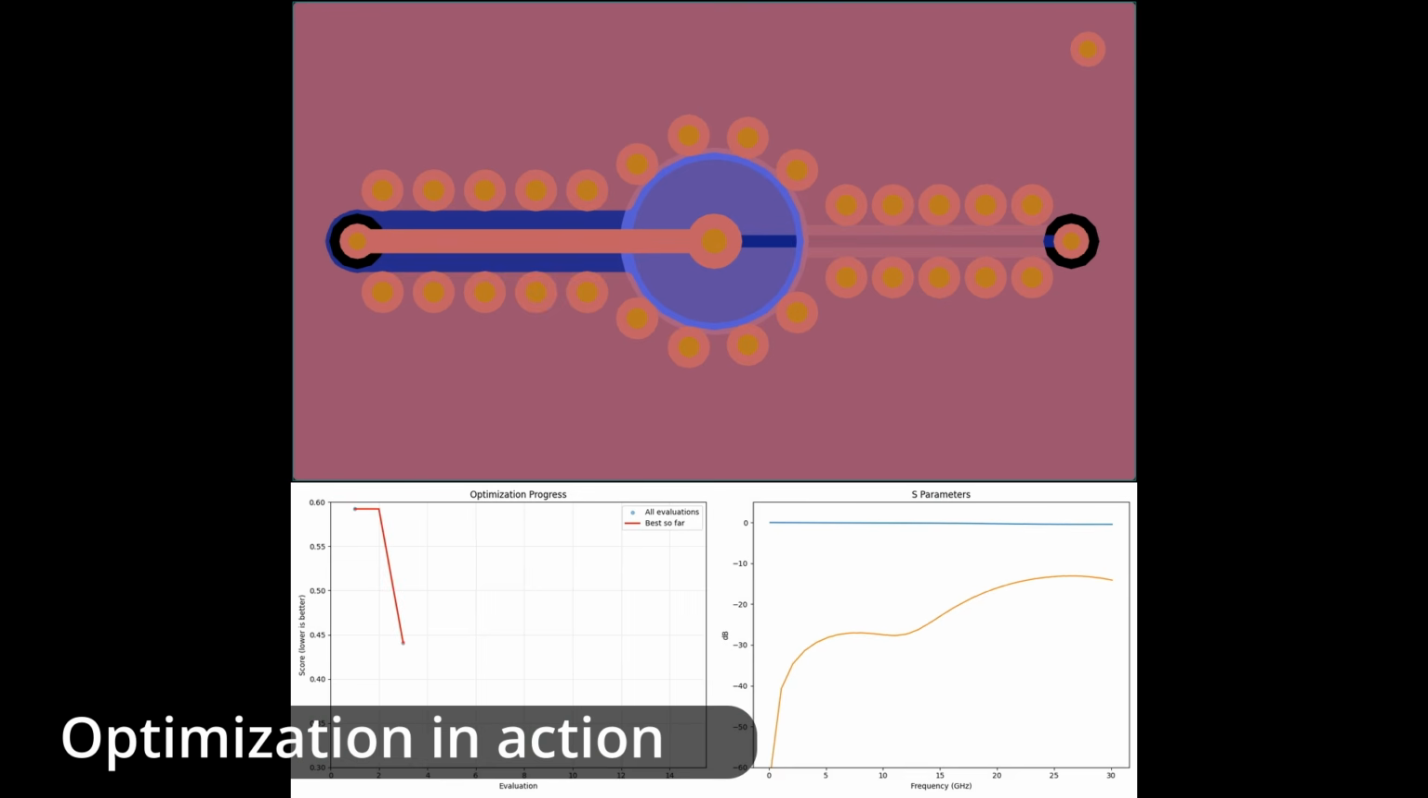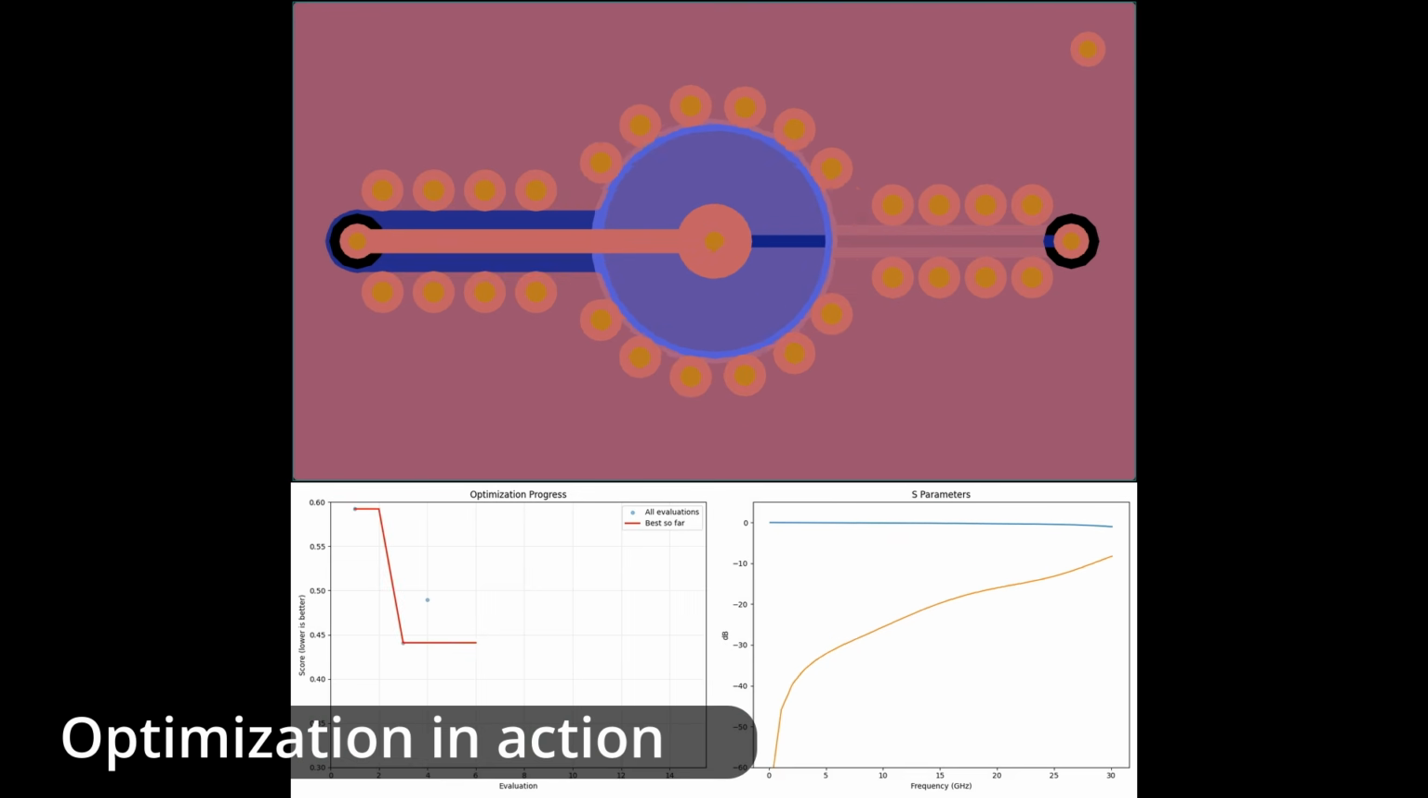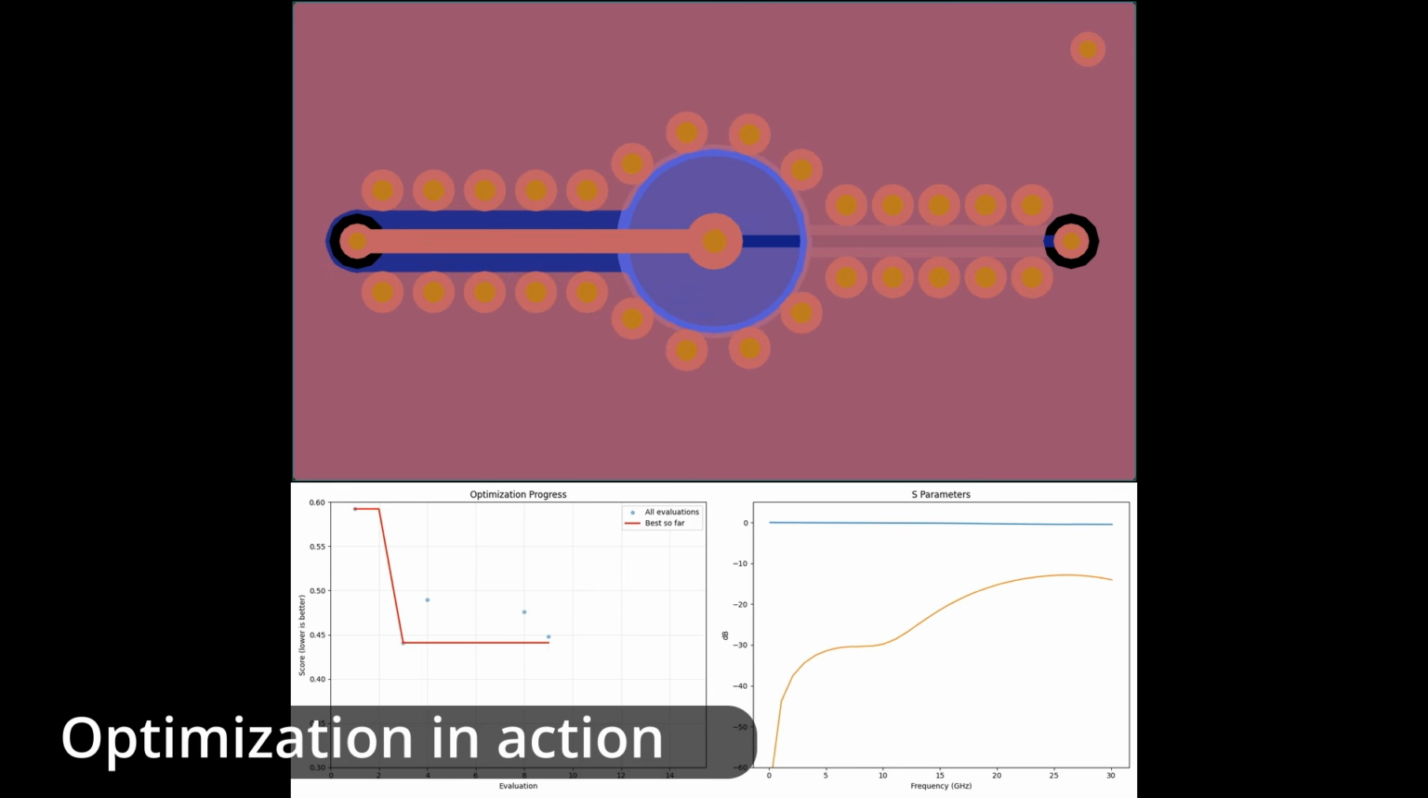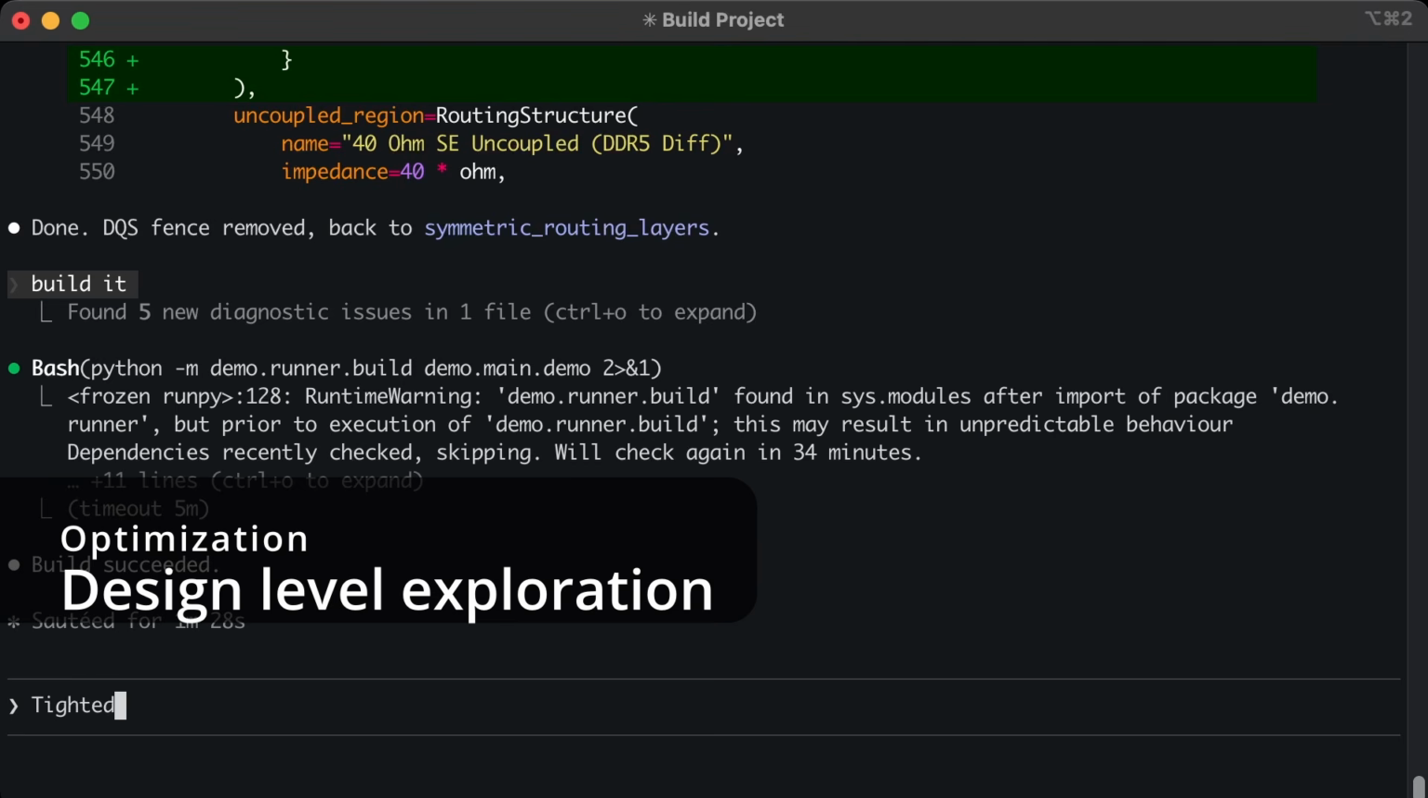Here's that loop running on a scripted via transition. Each frame is a different variant. Antipad shape changes, ground vias reposition, clearances adjust. The S parameters improve with each iteration. The same approach applies to other structures, coplanar coupled waveguide curvature, trace geometry, anything that can be parameterized in JITX, which is everything. The optimization loop also works at the full design level.